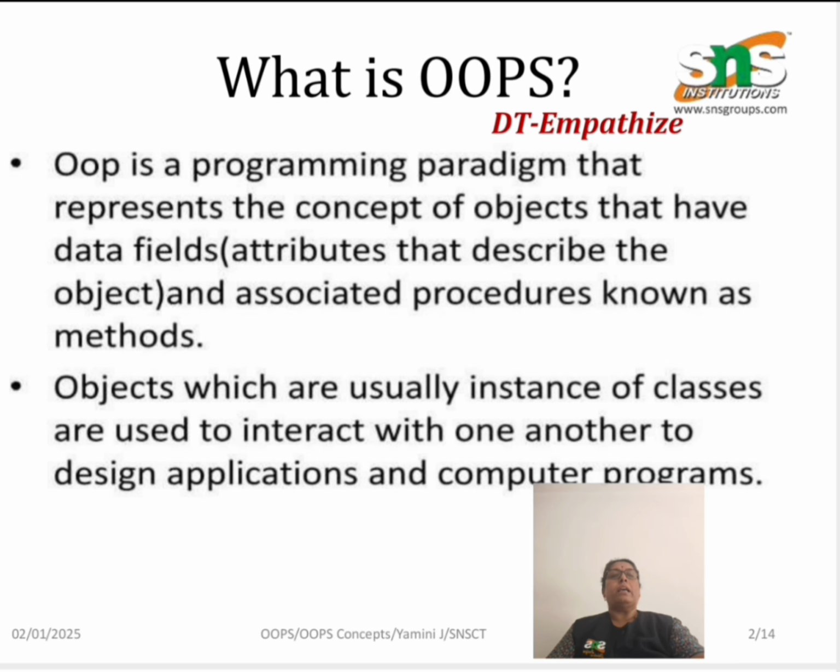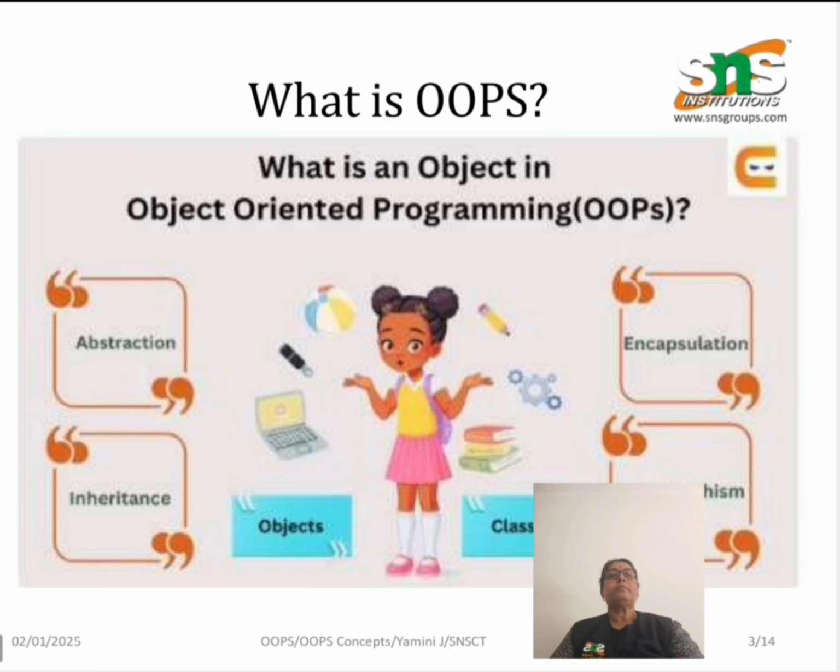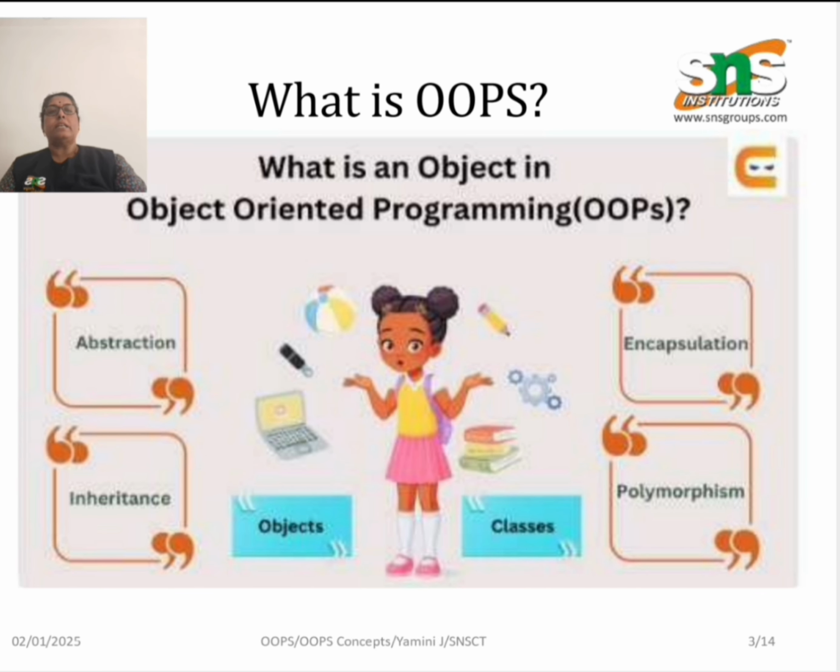Next one, a diagrammatical representation of OOPS. In traditional programming, we focus only on procedures and functions. But in object-oriented programming, we focus on modeling real-world objects such as students, car or bank account. Each object contains properties and actions. This makes a large program more structured and organized.